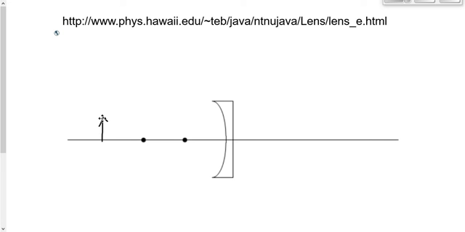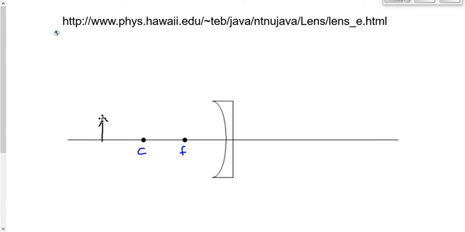We're putting our object way out here. This is F. Remember, this is 2F, or the center of curvature. We're beyond that. So if you happen to be standing inside a spherical reflector, you're beyond the middle of it, beyond the center of it.